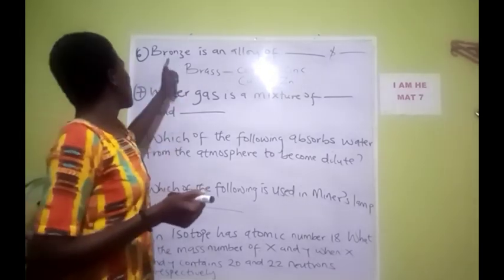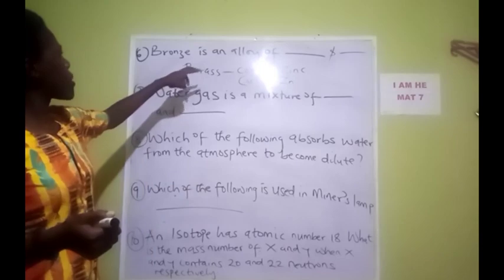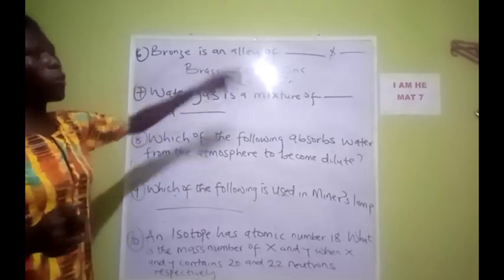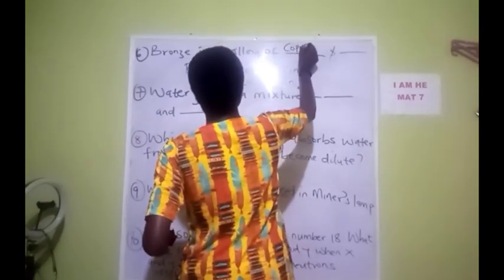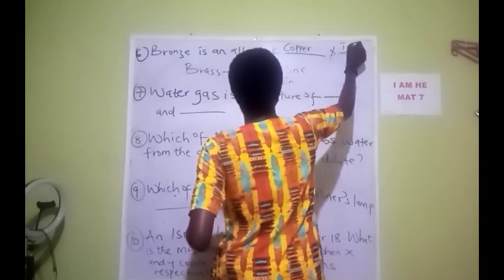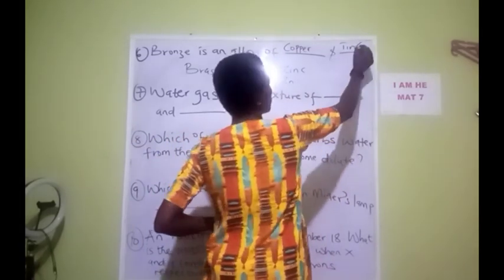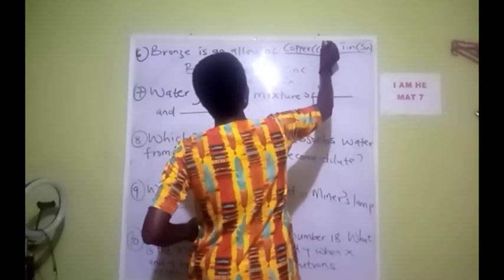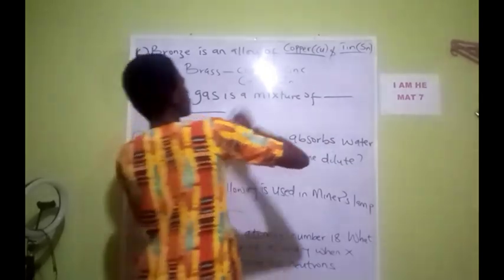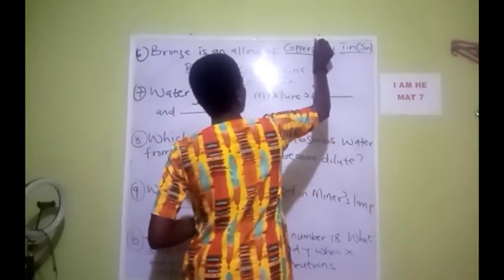Okay, so bronze is an alloy of what? Copper and tin. Please take note. Copper and tin. And the chemical symbol for tin is Sn, and for copper it is Cu. Now take note as well, it is a capital letter C.